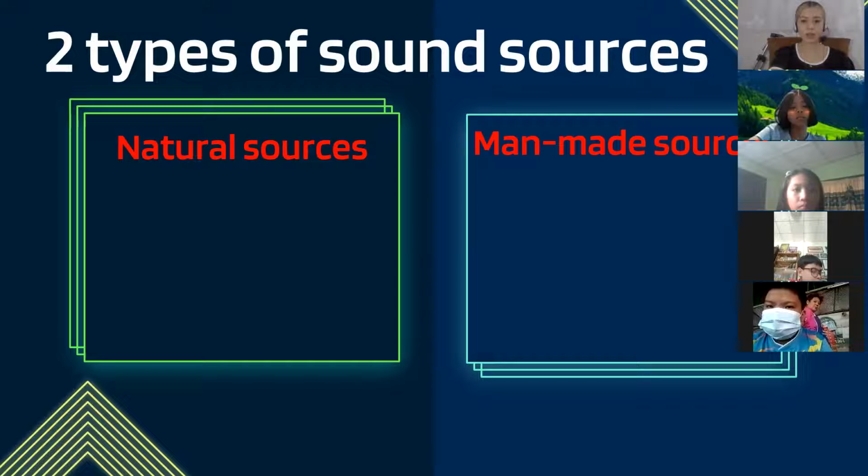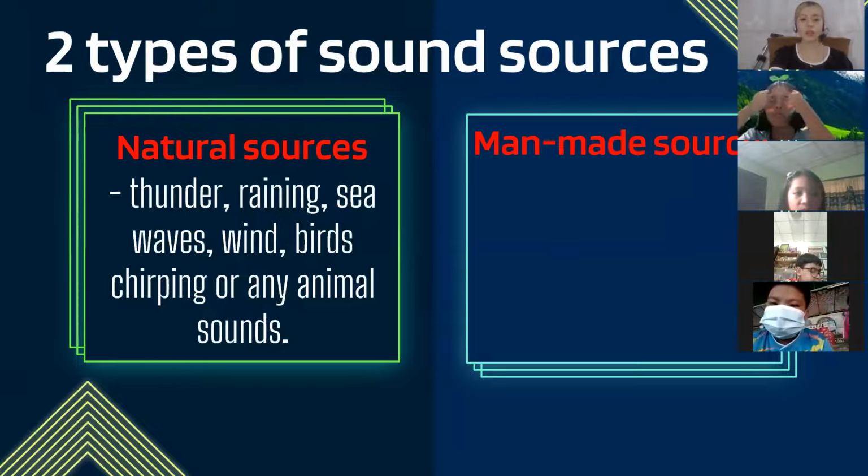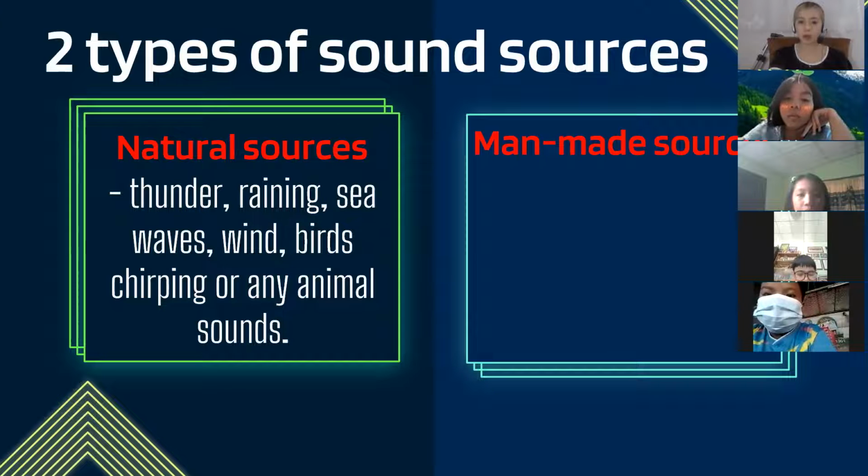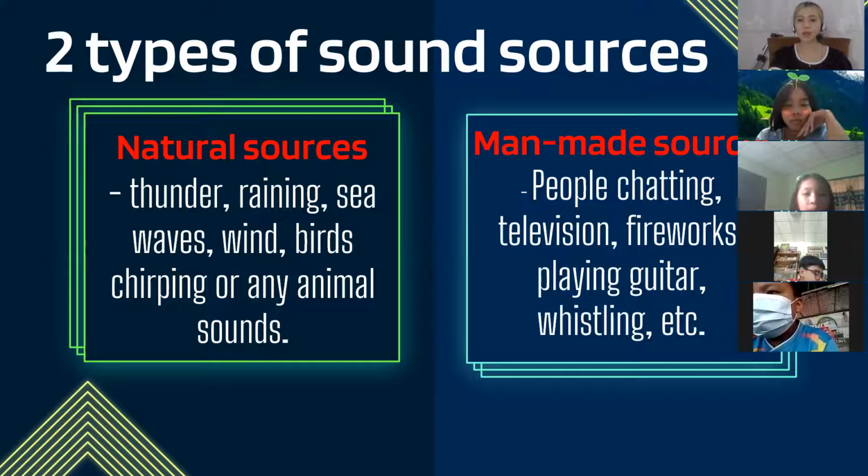from animals. For example, we have thunder, the rain, sea waves, wind, the sound of birds chirping, or any animal sounds. When we say man-made sources, class, these are the sources that produce sound from people or the things that are made by people. That is why it is called man-made. For example, we have people chatting, people talking to each other. We have television, fireworks, guitar, whistling, etc.